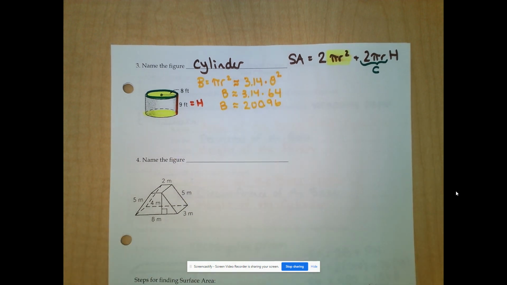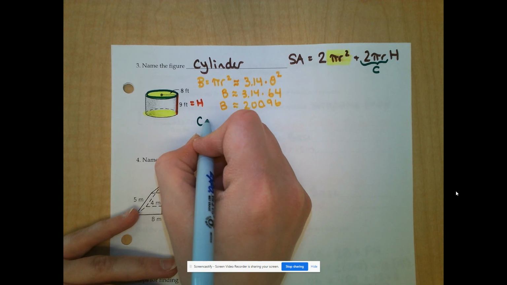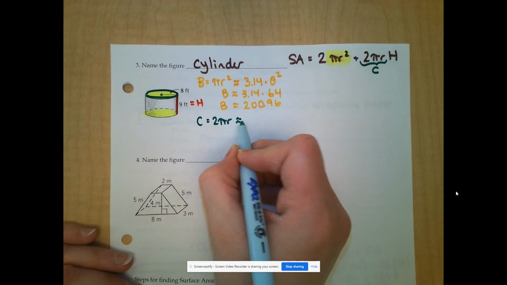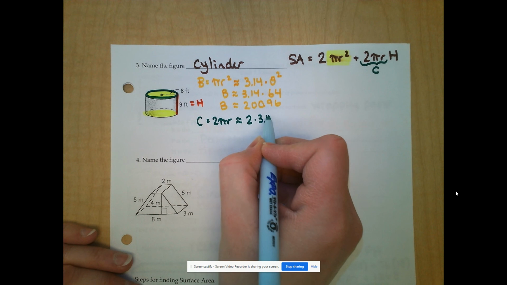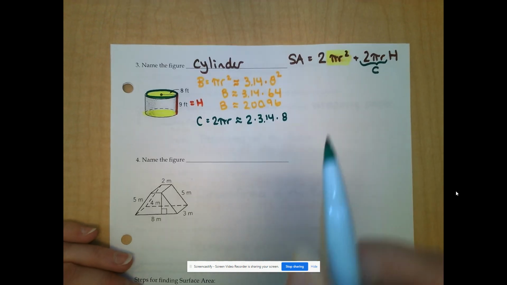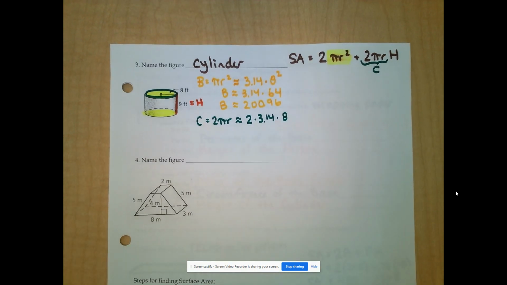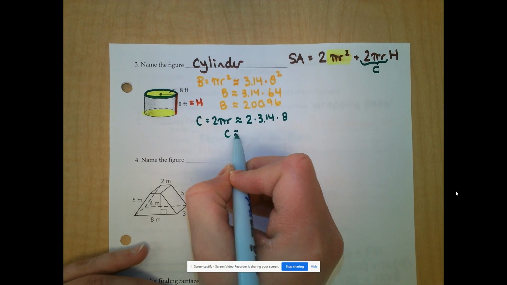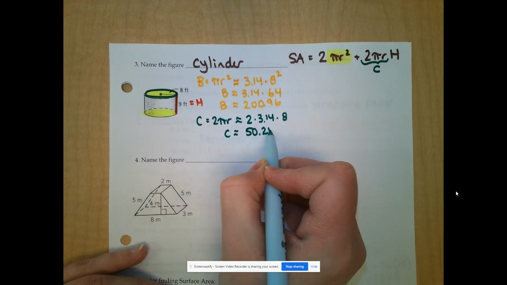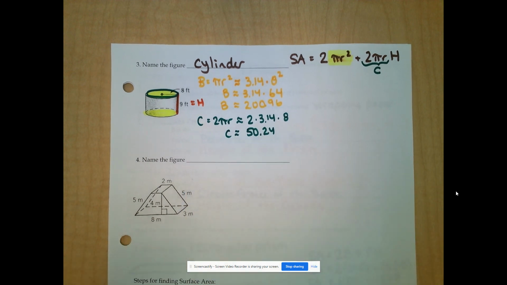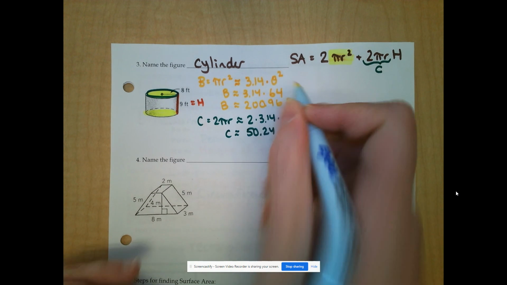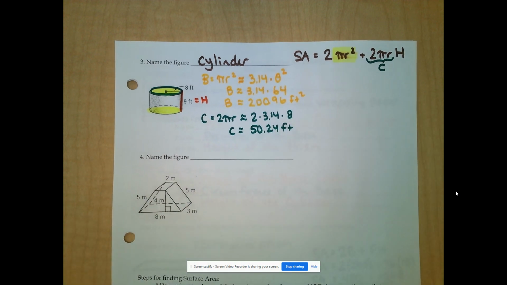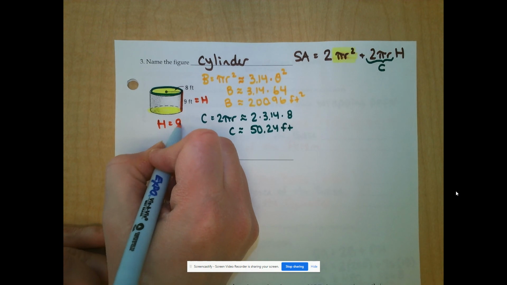I also need the perimeter, or circumference. The circumference is 2 pi r. So I'm going to do 2 times 3.14 times the radius 8. So 2 times 3.14 times 8, that is 50.24. The first one, area of the base, would have been feet squared. The second one, circumference, would have just been feet. And last, we were able to identify that the height was 9 feet.